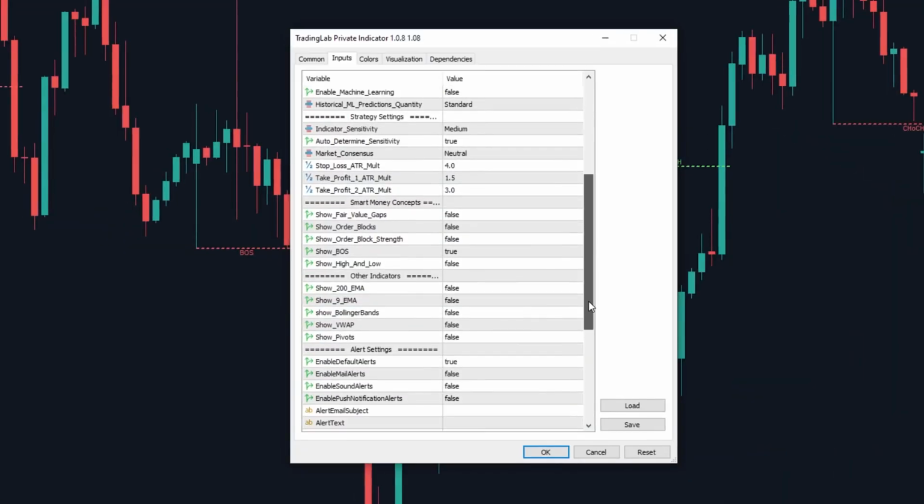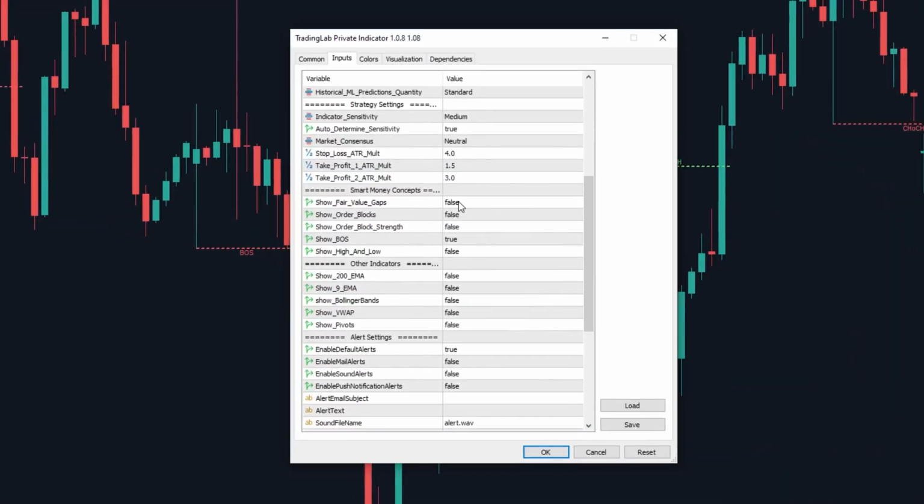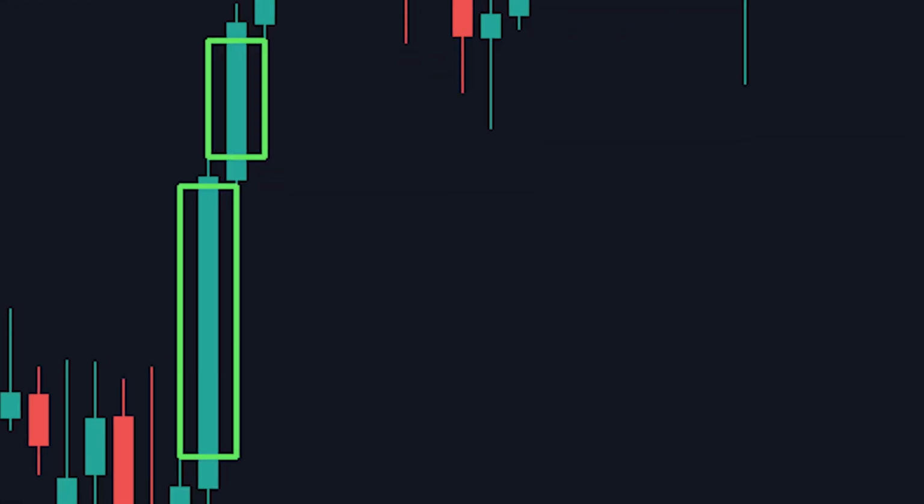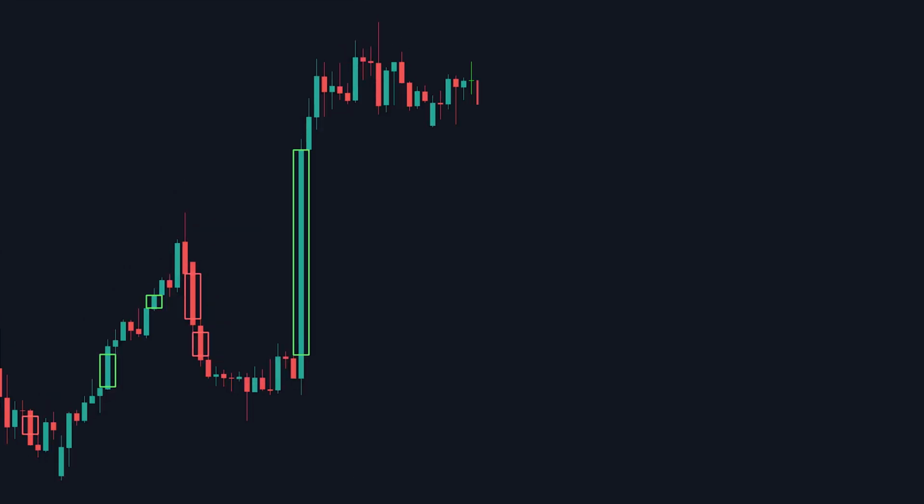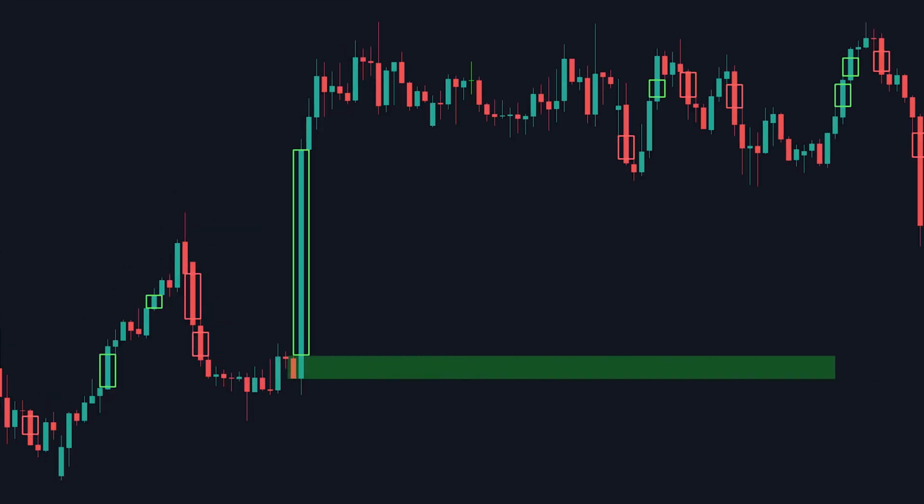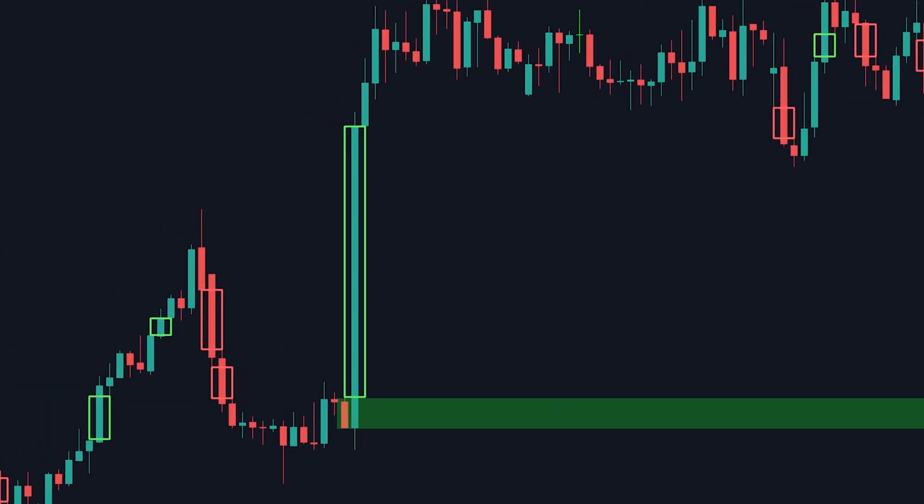Also, as a quick hint, my private indicator displays fair value gaps for you. Just go to the settings, scroll down to smart money concepts and enable fair value gaps. The green rectangles are bullish fair value gaps, the red rectangles are bearish fair value gaps. So a good example of what you're looking for is where the fair value gap is displayed by this rectangle and it's connected to the very first candle of the zone.